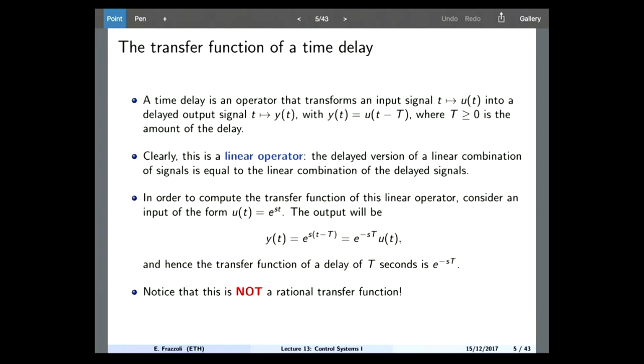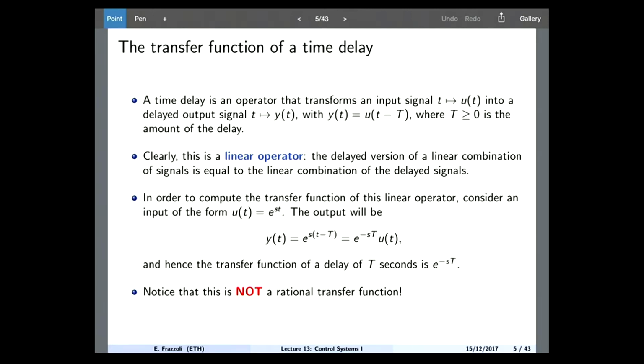So a time delay is an operator, right? It's something that takes a signal, let's call it the input signal, and transforms it into some other signal, the output signal, which is just the same as the input, just translated in time by some capital T, where capital T is the amount of the delay.